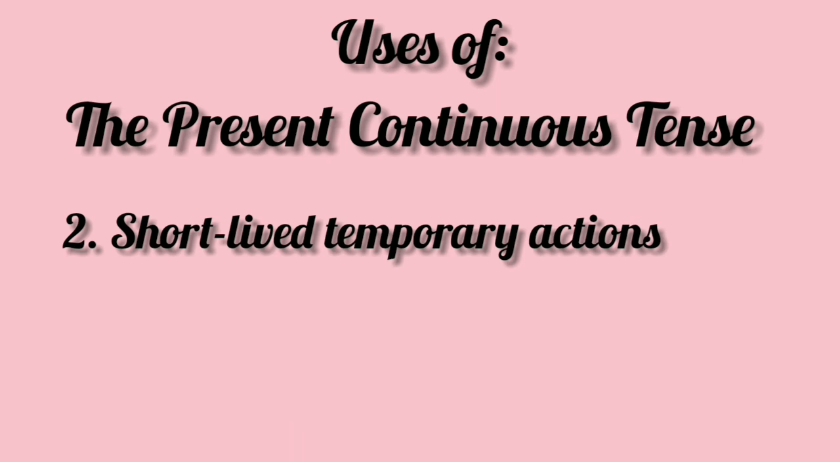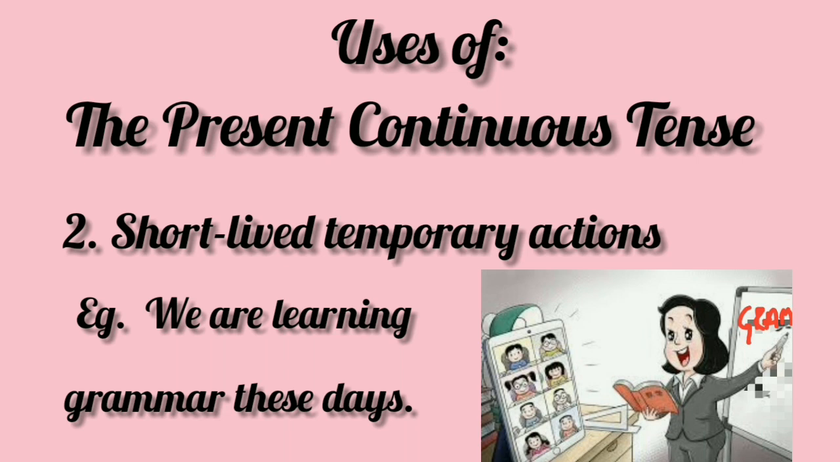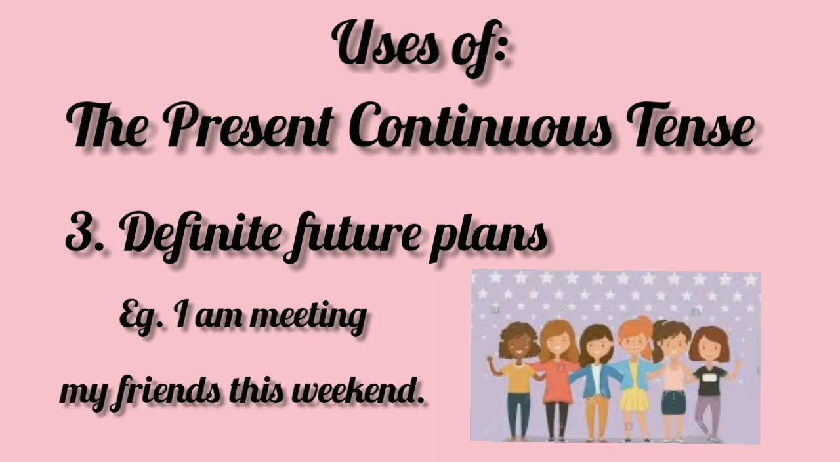Next is the short lived temporary actions. For example, we are learning grammar these days. That means the action of learning grammar will be confined to some particular days. These actions are temporary. Next is the definite future plans. Here we use present continuous tense. For example, I am meeting my friends this weekend. That means the plan has already been defined for the coming weekend and it is definitely going to take place.